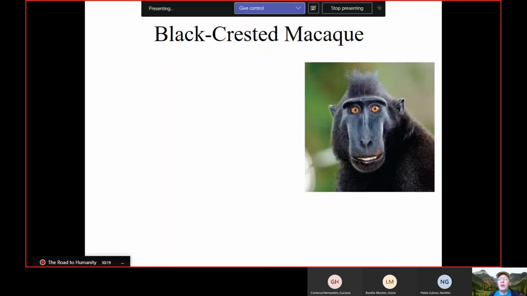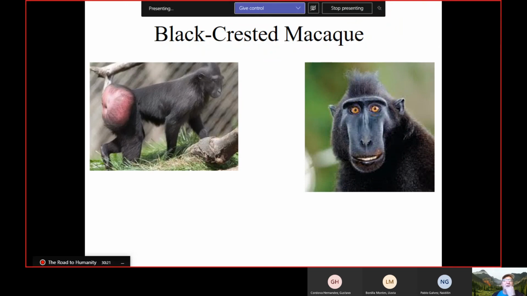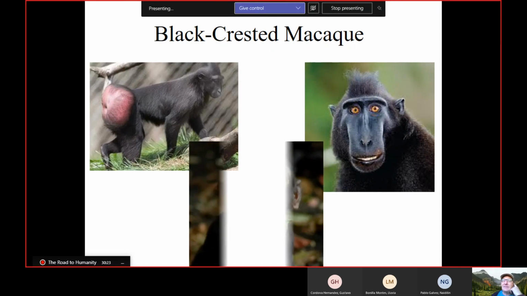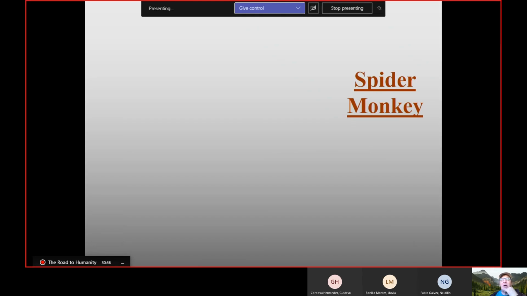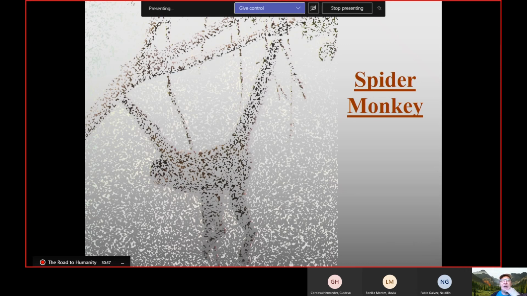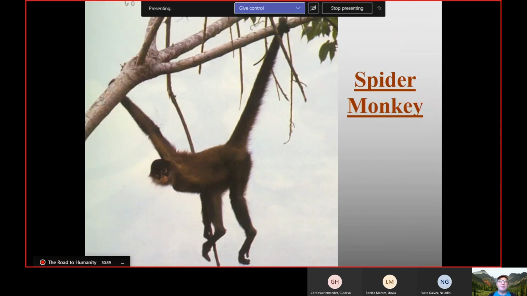Here's a crazy looking one. The black-crested macaque. And here we have a male, a female, and a baby. Now we're moving to South America and Central America, where we find spider monkeys that have that prehensile tail.